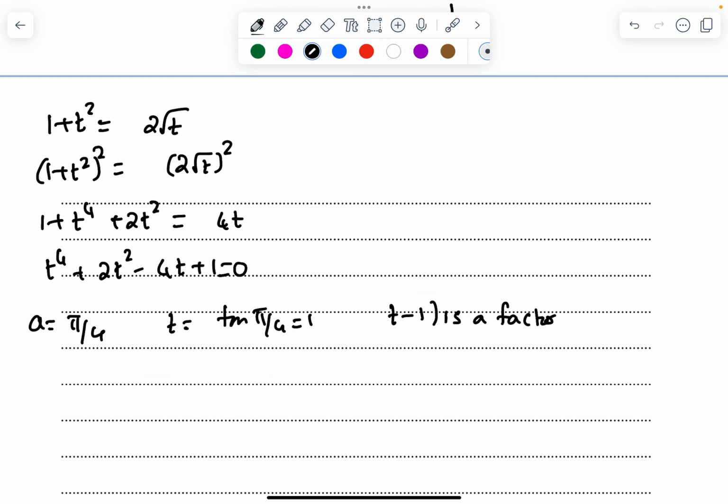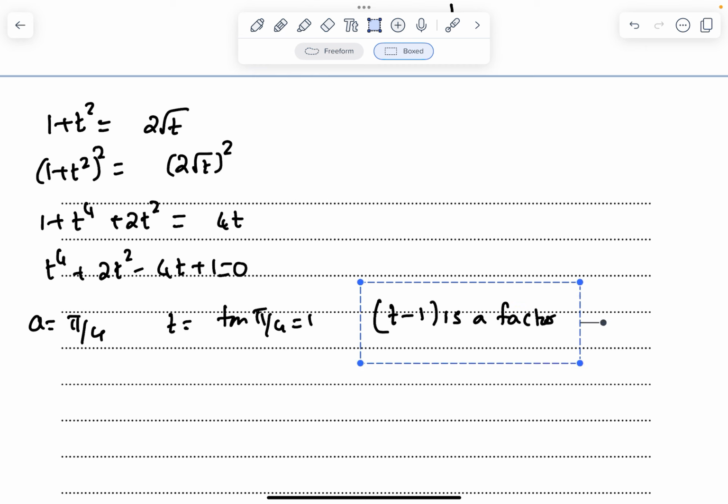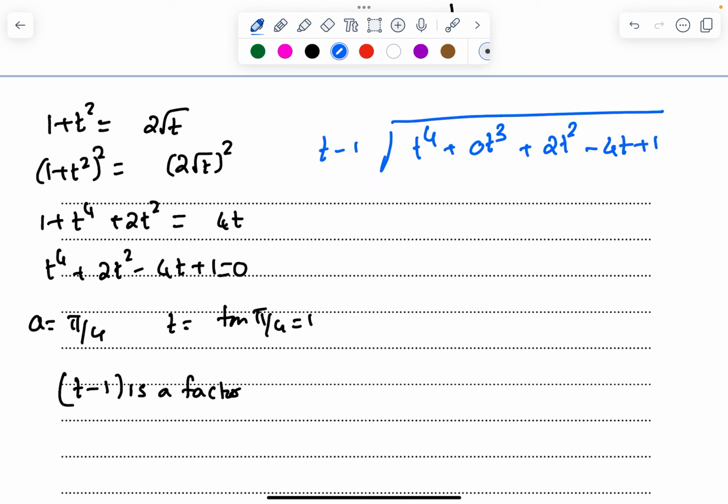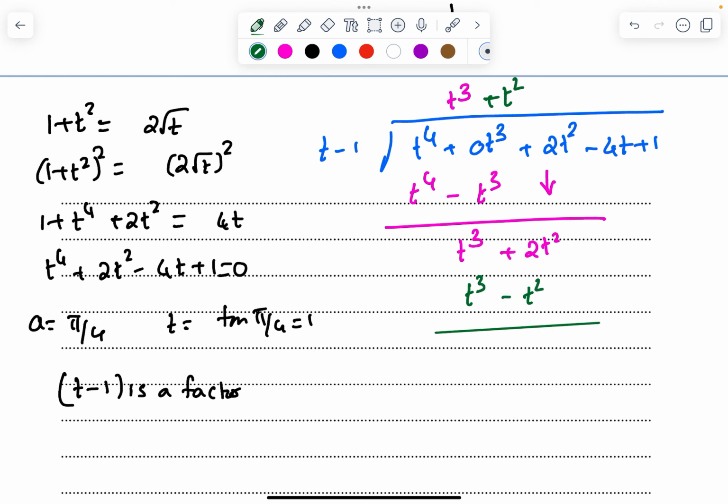I will be getting t minus 1 as a factor. Now I am going to do the long division. T power 4 plus 0 t cube plus 2t square minus 4t plus 1 divided by t minus 1. So I multiply with t cube. So it becomes t power 4 minus t cube. So it becomes t cube, bring it down plus 2t square. Next I multiply with t square. So it becomes t cube minus t square. So this becomes 3t square. Bring it down. So it becomes negative 4t.